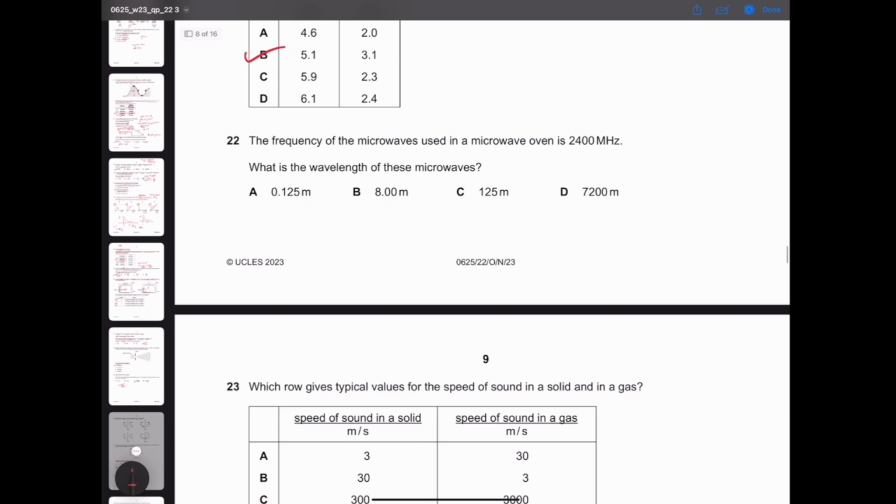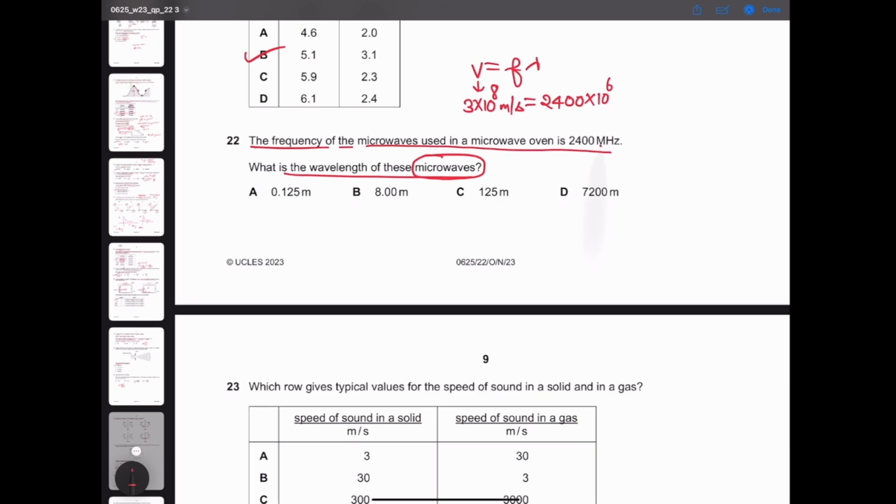Question 22. The frequency of the microwaves used in microwave oven is this much. What is the wavelength of these microwaves? See, V is equals to F lambda, the formula we are going to use. And since microwaves fall under EM waves, the speed will be taken as 3 times 10 to the power 8 meters per second. Frequency will be 2400 times 10 to the power 6. Capital M is mega, which is 10 to the power 6. And then times lambda. When you solve this, you will just have to transpose this here. 3 times 10 to the power 8 divided by 2400 into 10 to the power 6. When you solve this, your answer will come out to be 0.125 meters.